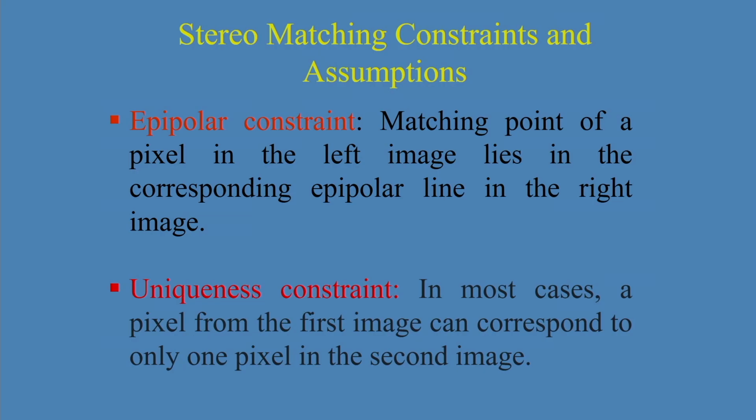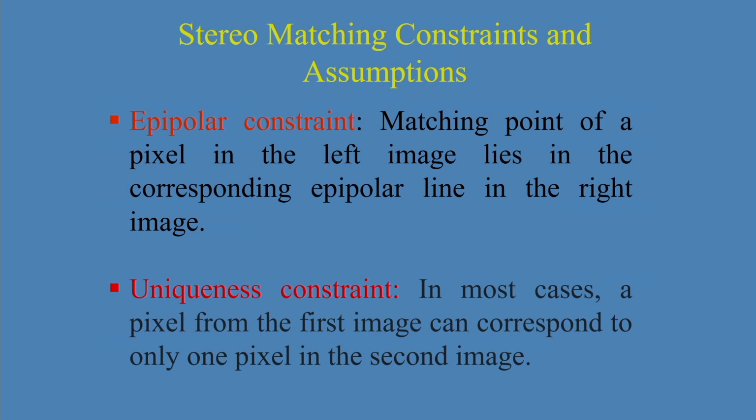Next one is the uniqueness constraint. In most of the cases, a pixel from the first image can correspond to only one pixel in the second image. This is true in most cases, but if I consider opaque objects, the opaque objects satisfy this constraint. But if I consider transparent objects, the transparent objects violate this condition. This is because many points in a 3-dimensional space are projected onto the same point in an image plane. Because of this, this condition is not satisfied.